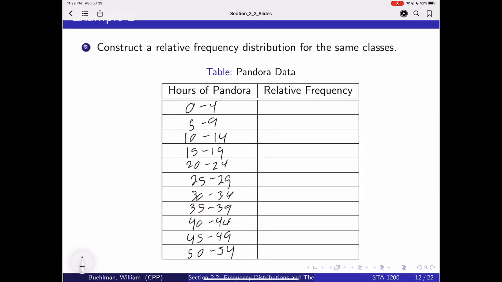Alright, so here was the second part where we had to create a relative frequency distribution for those same classes. I've already written the classes here, so we're just going to start with the relative frequency. So for the first one, it was 5 times out of a total of 40 observations, which is equal to 0.125. The second one was 6 out of 40 observations. Then we had 8 out of 40, 9 out of 40, and I'm just going to finish the rest of this table, and then I will show you the answers in a moment.